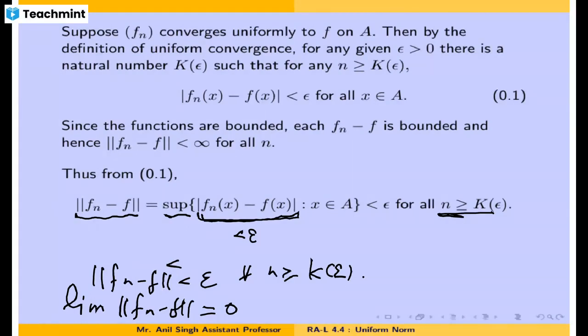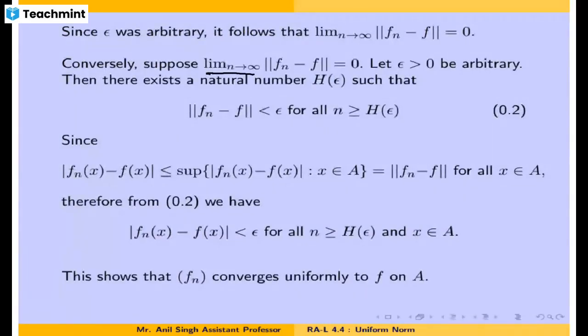And for the converse part, suppose you are given that the sequence of norm fn minus f goes to zero, then you have to show that the sequence is uniformly convergent. Let us first use the definition of the limit of a sequence. So when you take epsilon an arbitrary positive number, then by definition of a limit of a convergent sequence, there is some natural number, which I have taken to be depending upon epsilon, it is h epsilon, such that, since the limit is zero, we have this norm, because we are not taking mod of something, we know that this number is always greater than or equal to zero, so we will have the norm of fn minus f less than epsilon for every n greater than or equal to h epsilon.